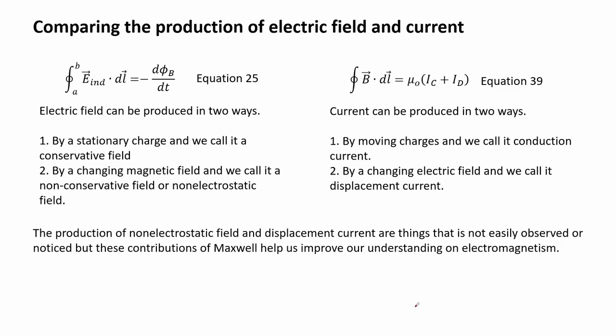Electric fields can be produced in two ways. First, by a stationary charge, and we call it a conservative field, and second, by a changing magnetic field, and we call it a non-conservative field or non-electrostatic field.